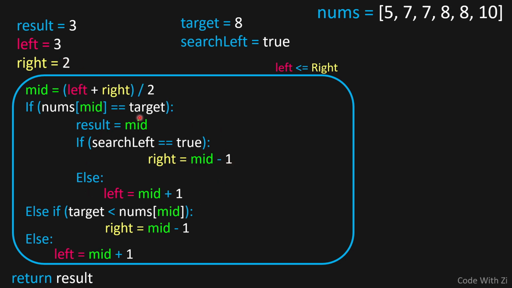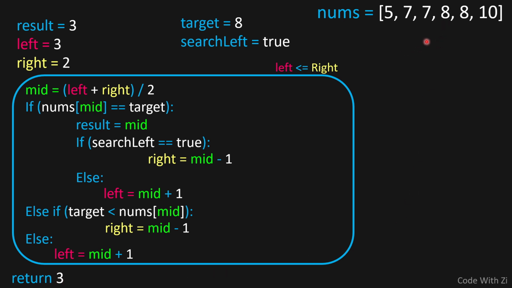And we want to keep on looping. But if we check, left is not smaller than or equal to right anymore, because left is actually greater. Left is 3 and right is 2. So we're not going to keep on looping, and we're going to return our result, which is 3. And if we check, 3 is the index of the leftmost answer.